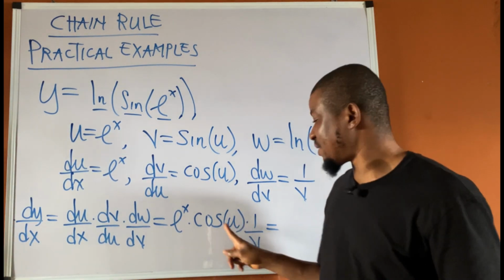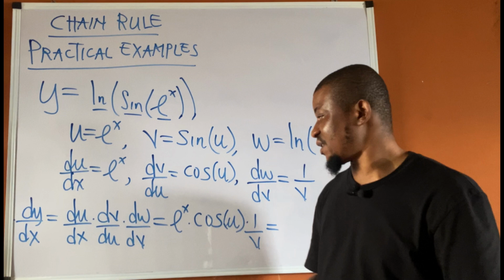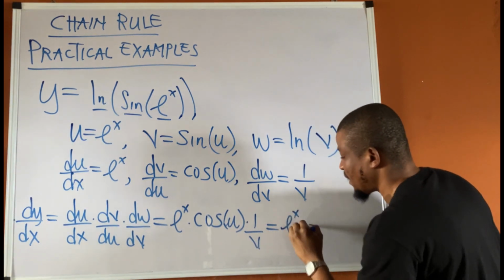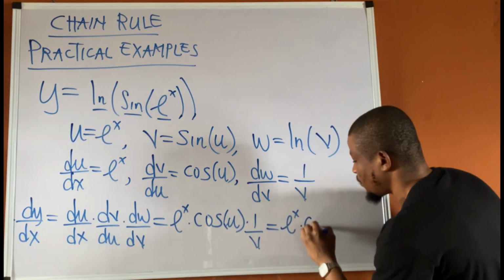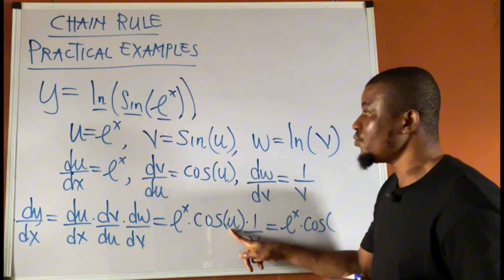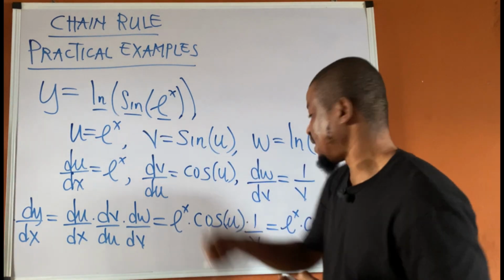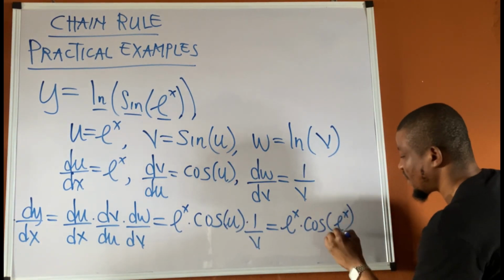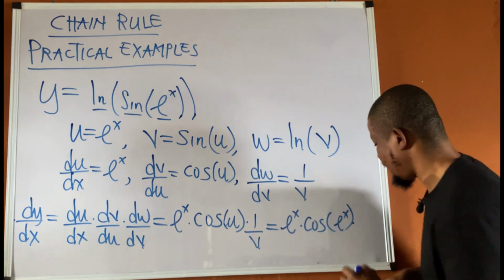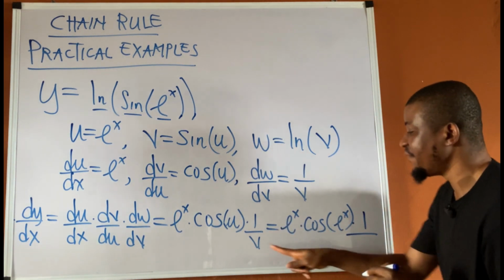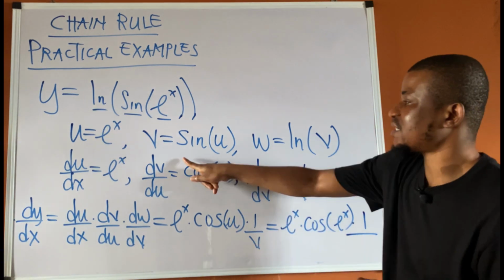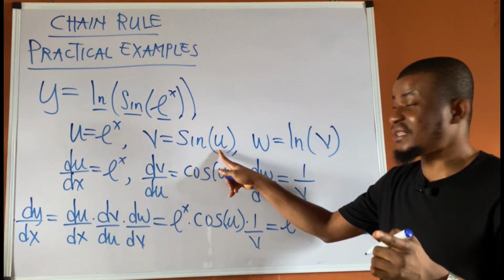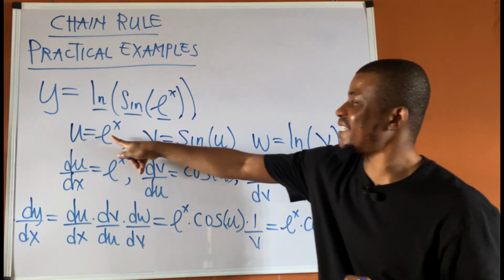But I need to convert all of these functions to be in terms of x, right? So I have exponential x cos u, but u in terms of x is exponential x. I'll replace it back to exponential x. The next one, 1 upon v. 1 upon v itself is sine u, but it's still not in terms of x. U itself is exponential x.